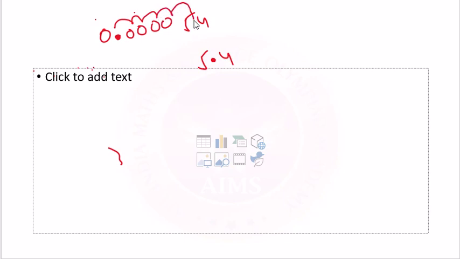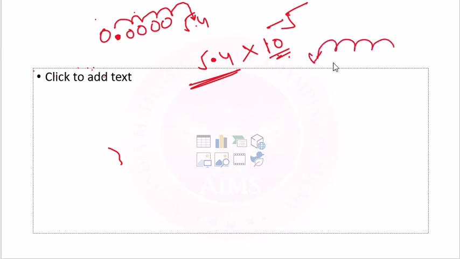So here, 0.000054. This decimal point we have to write in the form of 5.4. 5.4 means 1, 2, 3, 4, 5 places. It has to shift 5 places towards right. Means towards right we are shifting, means 5.4 into 10 power minus 5 we have to keep. If the decimal point is moving towards left, positive 10 powers we have to keep. If it is moving towards right, negative powers we have to keep.